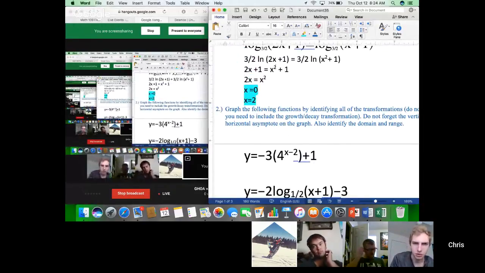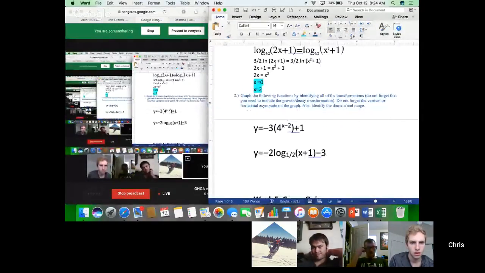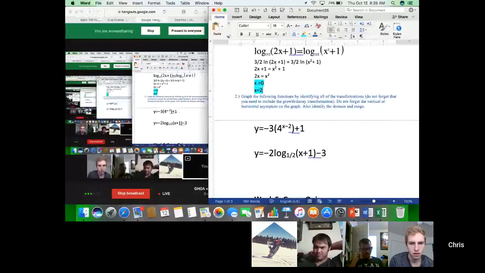All right, number 2. Graph the following functions by identifying all the transformations. Do not forget that you need to include the growth/decay transformation. Do not forget the vertical and horizontal asymptote on the graph. Also, identify the domain and range.